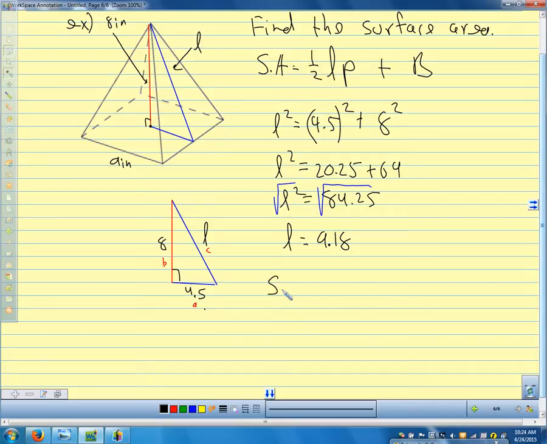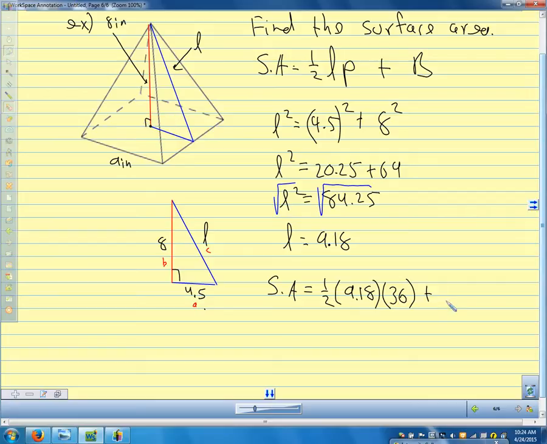All right, so our surface area, plug into our formula, 1/2. The slant height, which we found, 9.18. What is the perimeter of the base? If this is a square. 36, 9 times 4. Each of these sides is 9. Plus the area of the base. The square. So our area is 81.